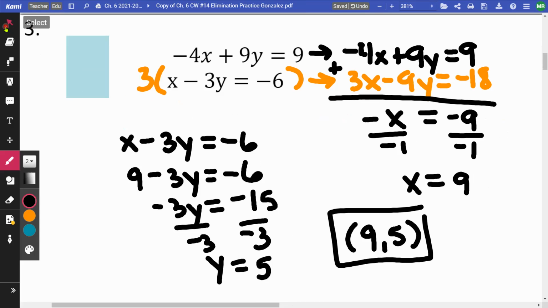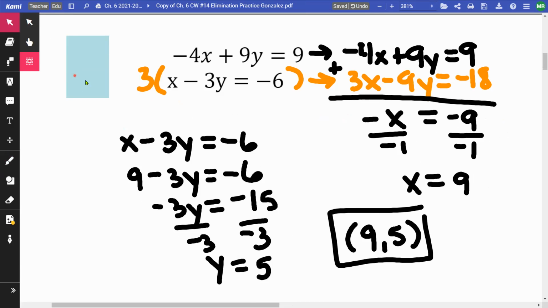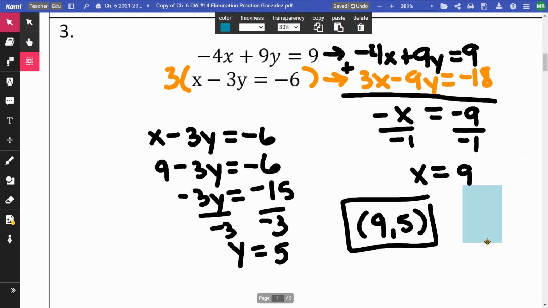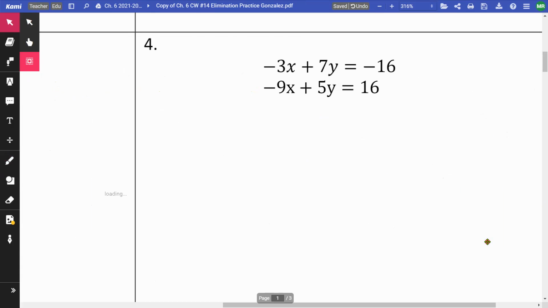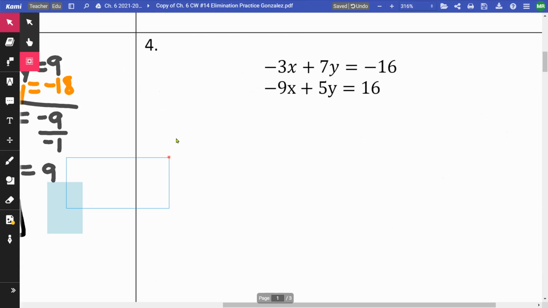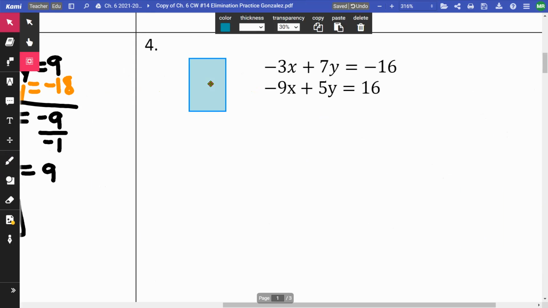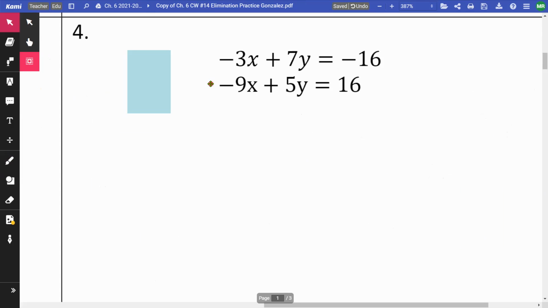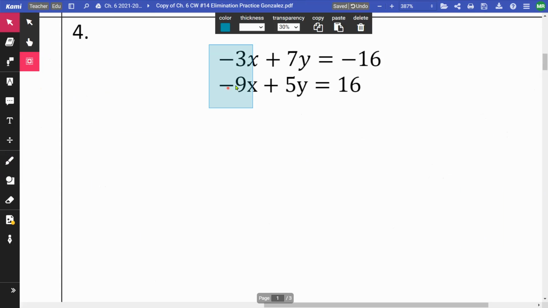So on our next problem, on number 4, I am either going to try to eliminate my x's by trying to get 9 and negative 9, or my y's, I'd have to get a 35 and a negative 35 here. That's a little more effort. So I'm going to try to get rid of my x's by multiplying the top by a negative 3.